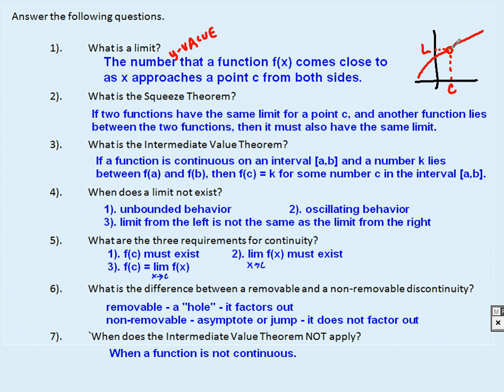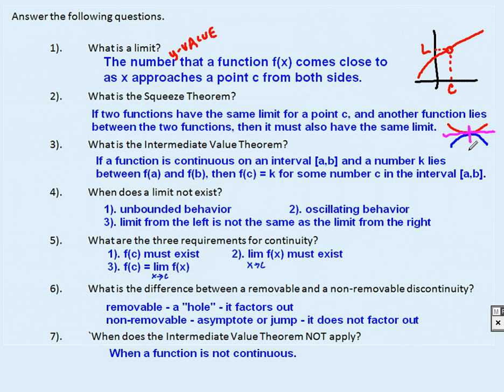Now the squeeze theorem, this is where we had, say, a function like this and a function like this, and then we had this other function in the middle that's always between them. If these two have the same limit at this point right here, then the middle function must also have that same limit. Use that picture to help you.